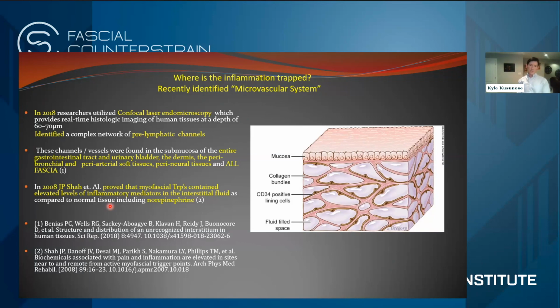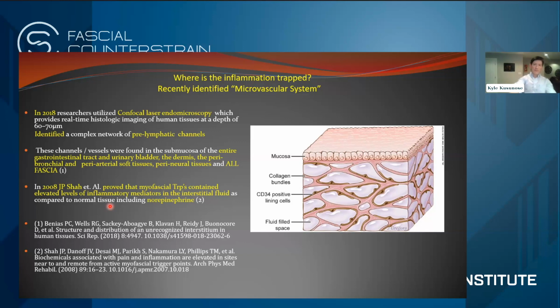And what Dr. Shah's team found was that there were 23 different chemicals related to inflammation, even catecholamines related to vasoconstriction, that were trapped in that area of the active trigger point. So that was a really nice hallmark study that has been cited so many times since 2008. But it does show that there is in fact evidence, and there are more studies since that show trapped inflammation in these areas of chronic pain.